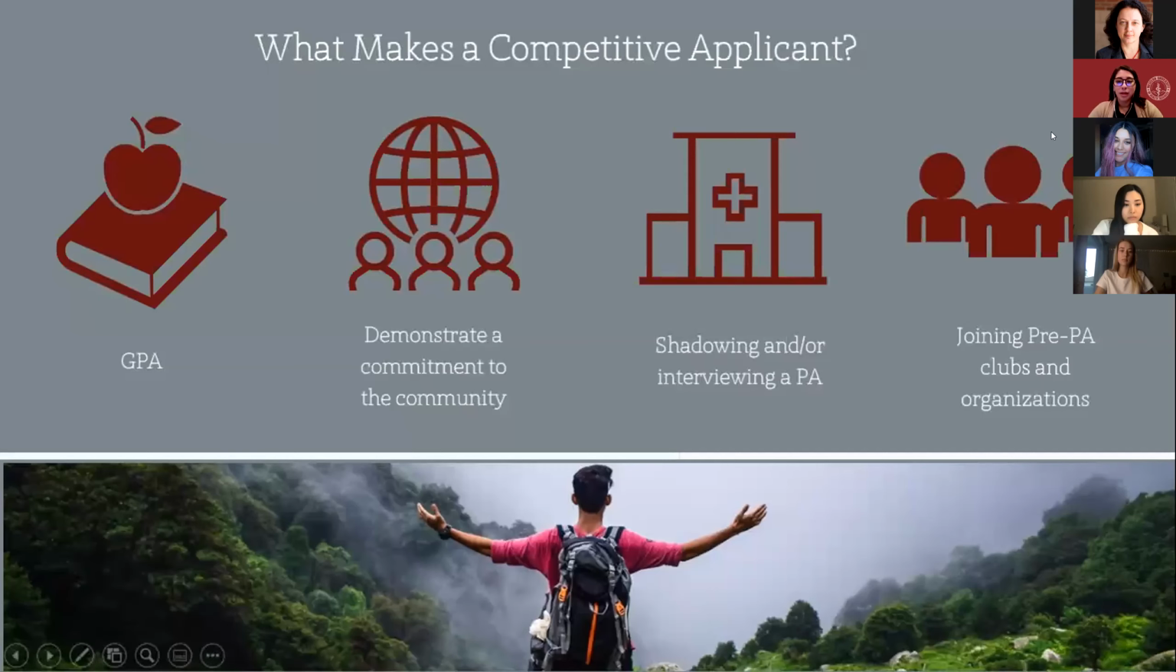So what makes a competitive applicant for WesternU? GPA definitely, and then demonstration of commitment to the community. Again, this is going to be a requirement now. We're not looking for a specific number of community service hours, but we're looking for somebody that has an ongoing trend of community service. So GPA, commitment to the community, and then shadowing or interviewing a PA. You definitely want to have knowledge of the profession and knowledge of the program as well.